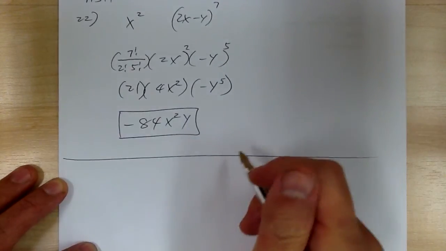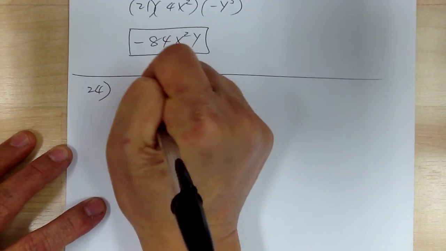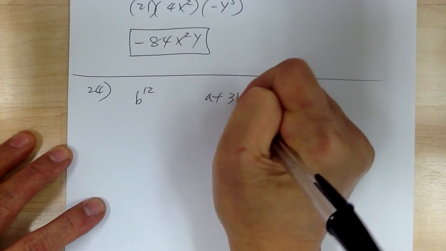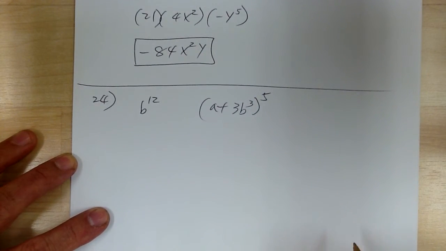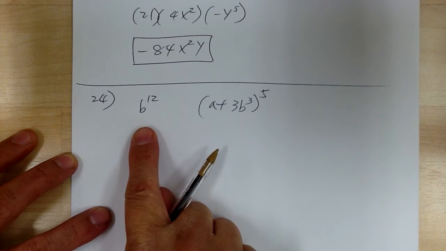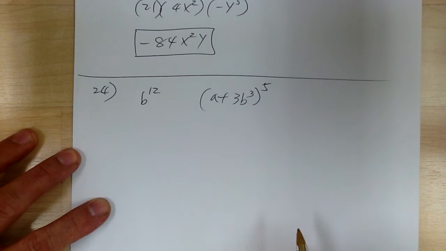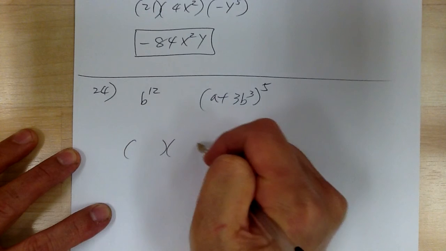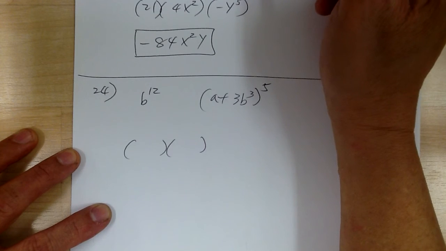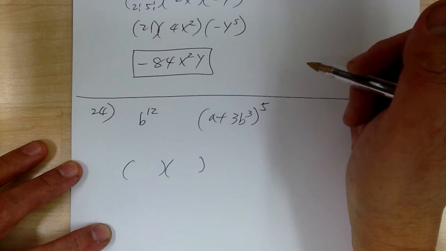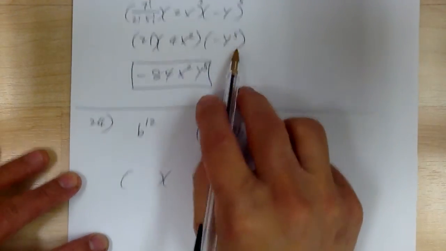Okay, let's go to number 24. You're looking for the term that contains b to the 12th power. So you've got (a + 3b) to the 5. Again, every term has 3 parts. The y has to have a 5 on the previous paragraph. Yeah, you need to have y to the 5 because of that.